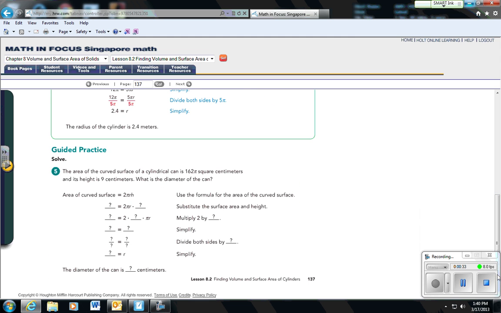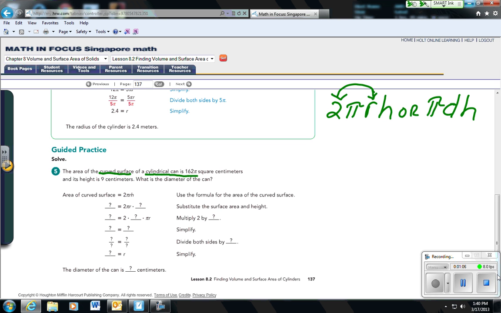So the area of the curved surface of a cylindrical can is 162 pi square centimeters. The formula for just the curved surface is 2 times pi times r times h, or pi times the diameter times the height. 2 times the radius gives you the diameter. So if they give you the radius, multiply it by 2. If they give you the diameter, then pi times diameter times the height.